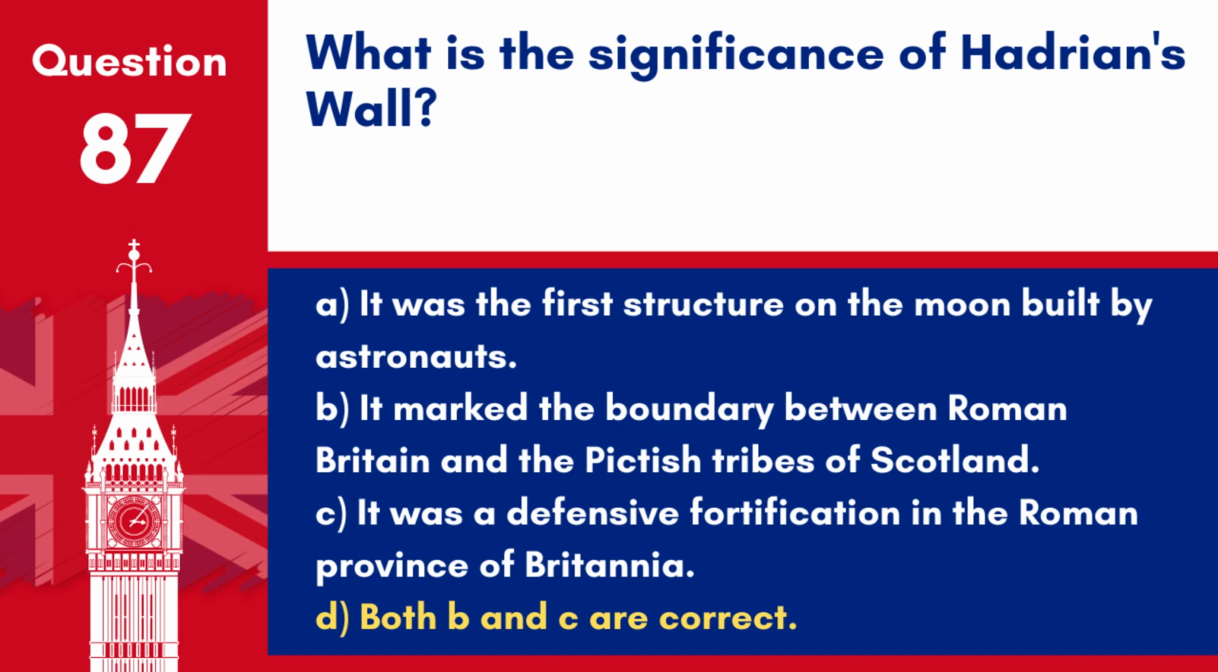Hadrian's Wall was a defensive fortification in Roman Britain, marking the northern limit of the Roman Empire and separating Roman territory from the Pictish tribes in Scotland.